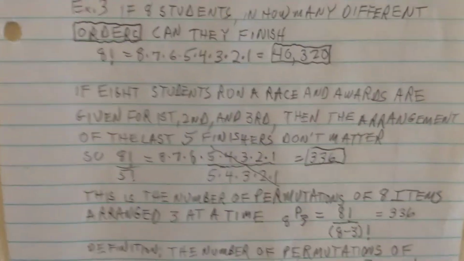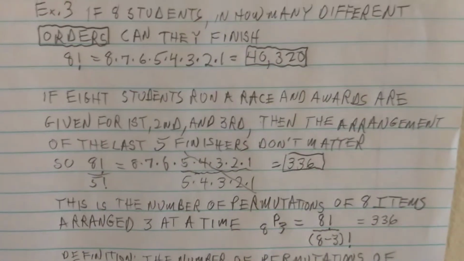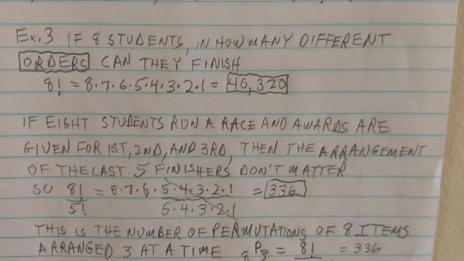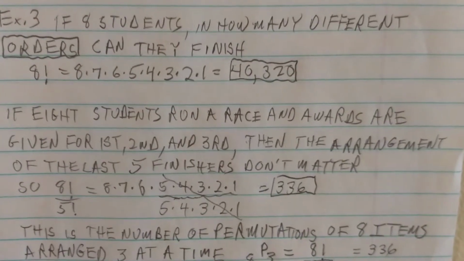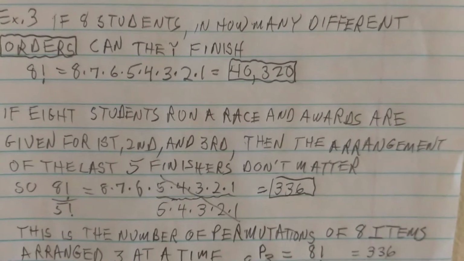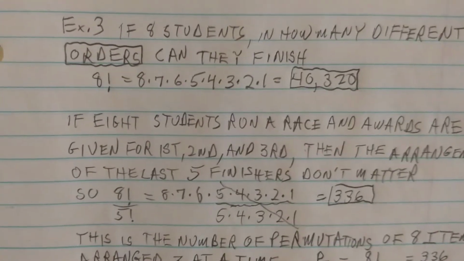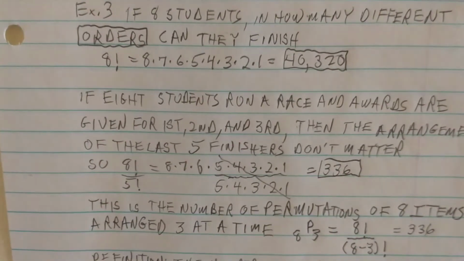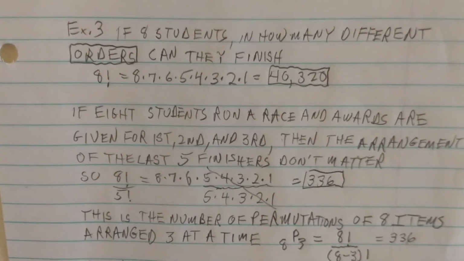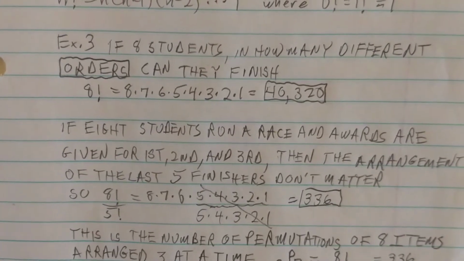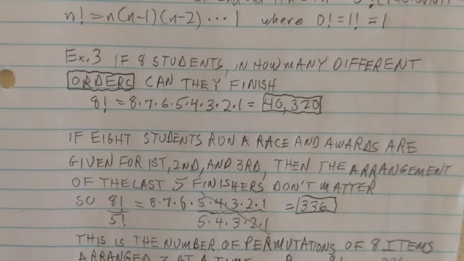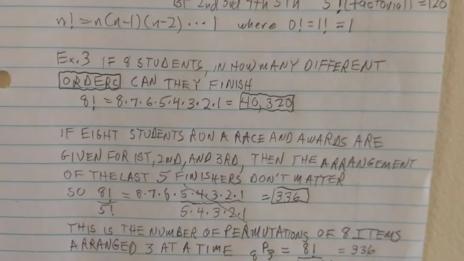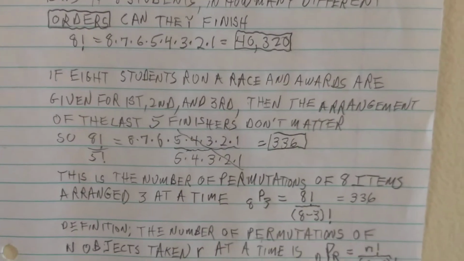But now, coming to something that we'll do more of, if 8 students run a race and awards are only given for first, second, and third, then the arrangement of the last 5 finishers doesn't matter, because we don't care who came in 4th, 5th, 6th, 7th, or 8th. So this would be 8 factorial divided by 5 factorial, meaning the order of the last 5 is divided out. So it would be 8 times 7 times 6 times 5 times 4 times 3 times 2 times 1 divided by 5 times 4 times 3 times 2 times 1, which would be just 8 times 7 times 6, or 336.